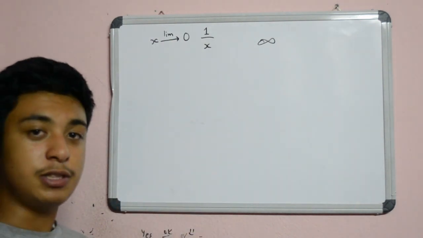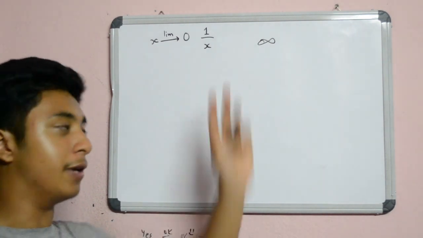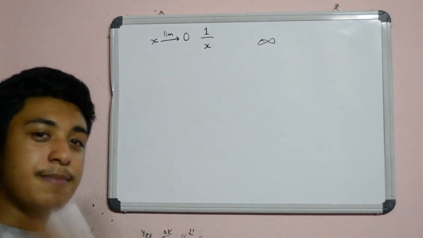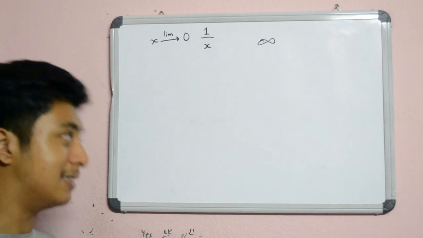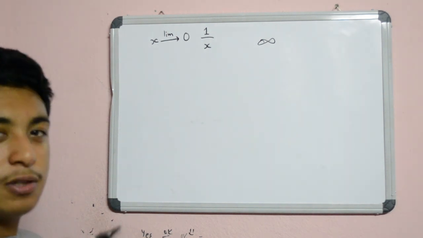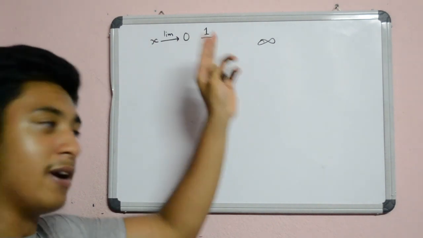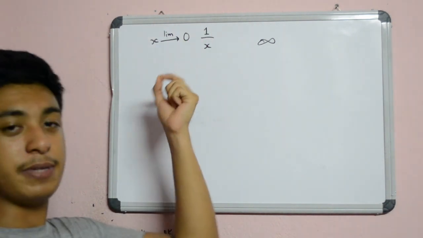1 by infinity is just 0. But even this simple question can trick your brain, because in fact the answer is not infinity. In fact, this limit does not even have an answer, because this limit simply does not exist. Now, why does it not exist? Didn't we learn that 1 by 0, as x tends to 0, or any number tends to 0 on the bottom, shouldn't that just be infinity?